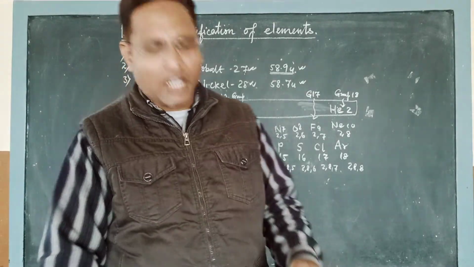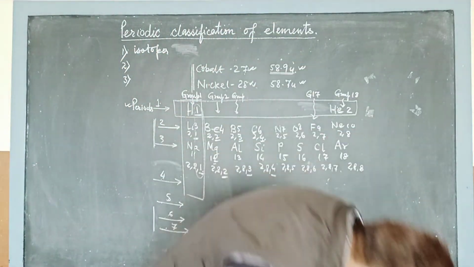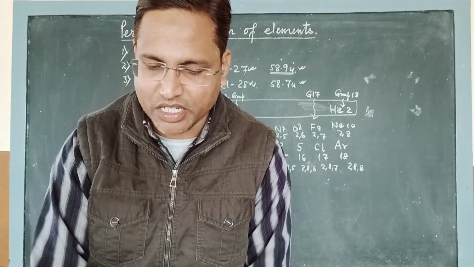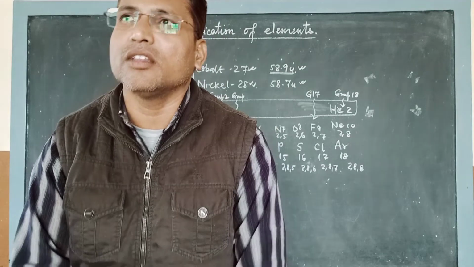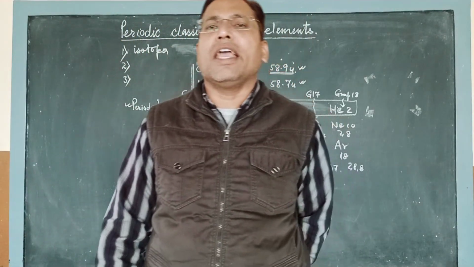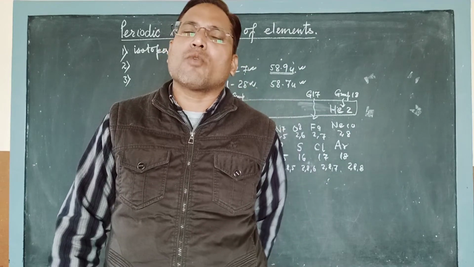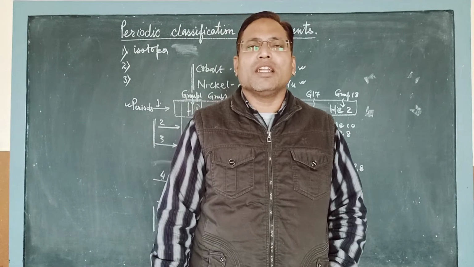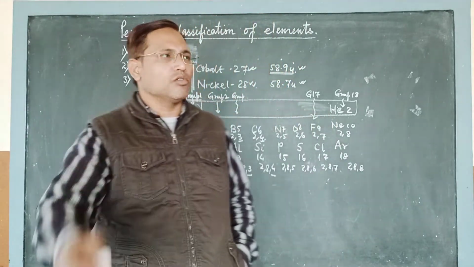So you need not learn the whole periodic table. You need to learn only 1 to 20. In class 10 you need to learn the element names from 1 to 20: their atomic number, their mass number, their electronic configuration, their name, their symbol. And after 21 you will learn in class 11 and 12. And you can learn some important ones more if you want to study.